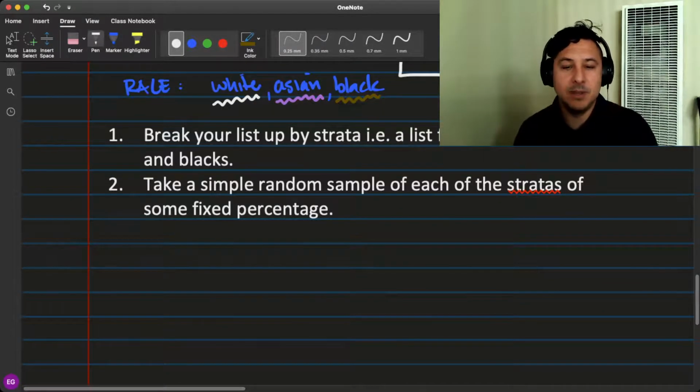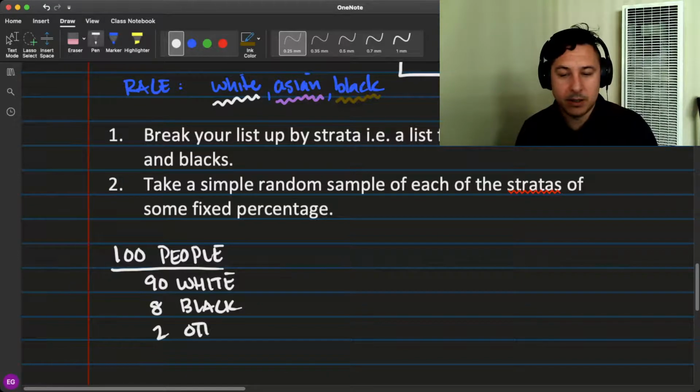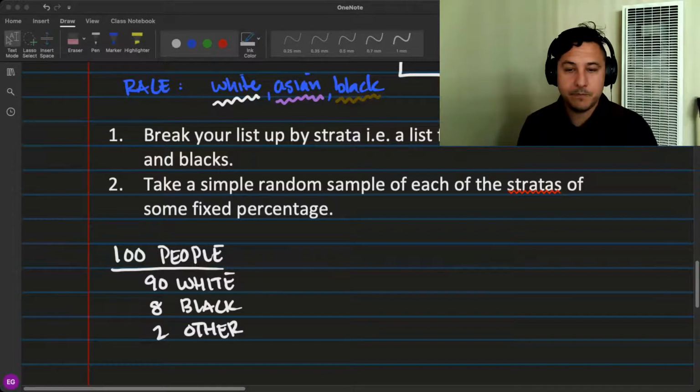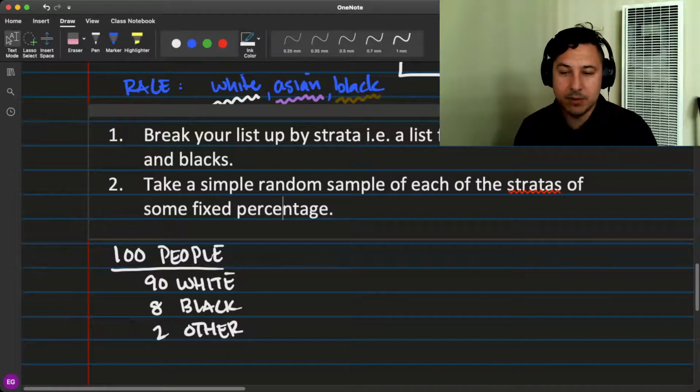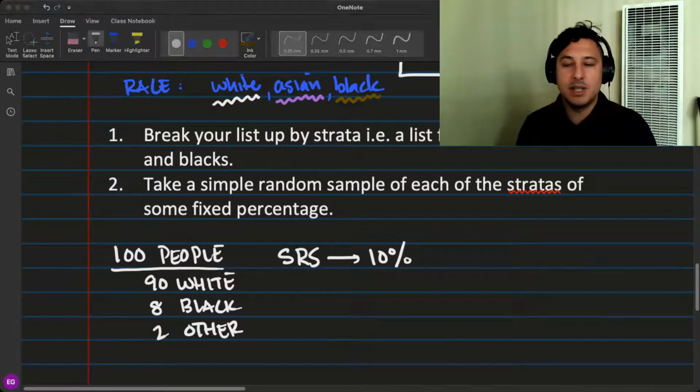So let's say there's 100 people in your city. 90% of them are white, 8% are black, and 2% are other. Like, this was like America 70 years ago, basically. Okay, so if you took a simple random sample, which you usually write as SRS. SRS stands for simple random sample. And let's say each person had an equal 10% chance of being included.